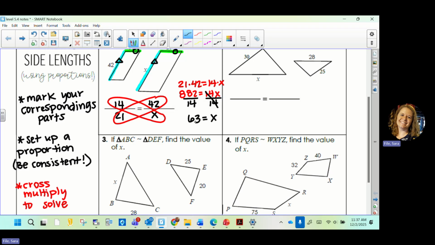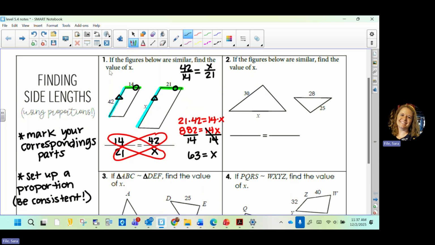And then I read the question and double check that I've answered what they asked. They said, find the value of x. That's what I found. So I am good. I found the correct thing.